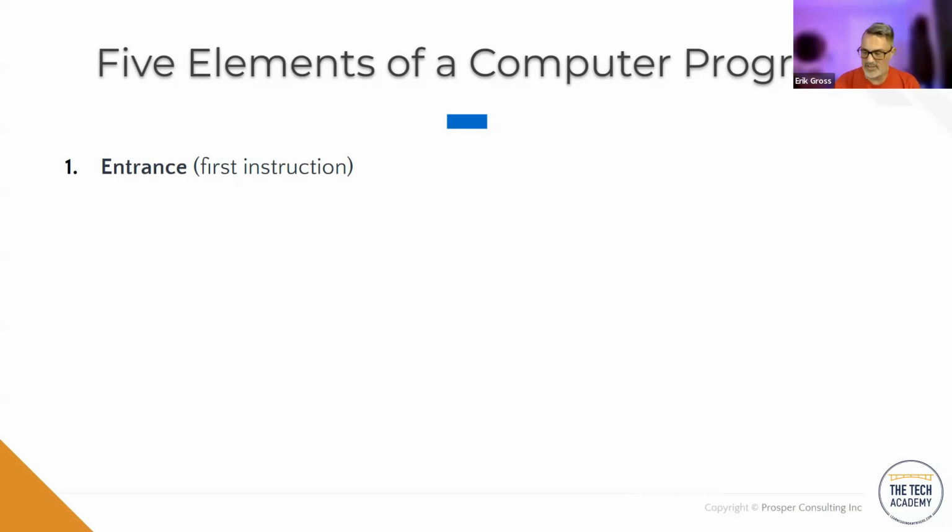So what we're going to cover is, what are the 5 fundamental elements of any computer program? No matter how simple or how complex, every program is made up of these 5 things you're going to learn about, and only these 5 things. So they're sort of important. Let's start with the first basic element of a program, which is the entrance point.